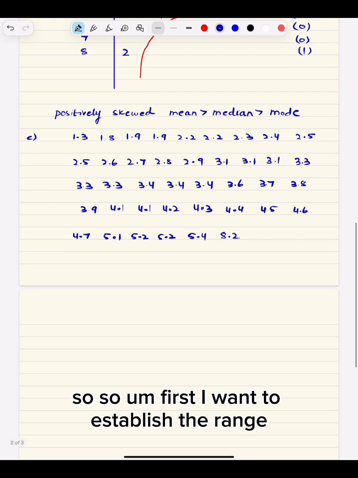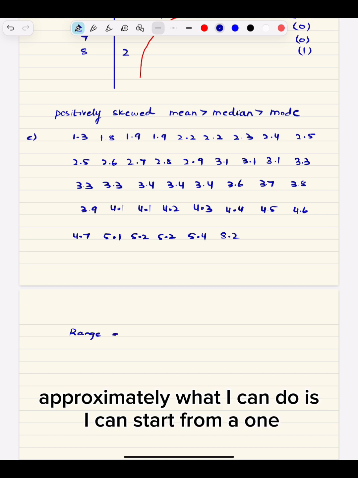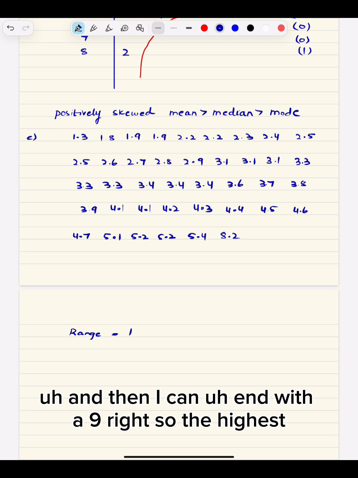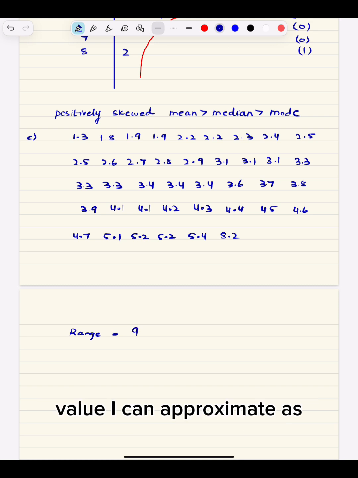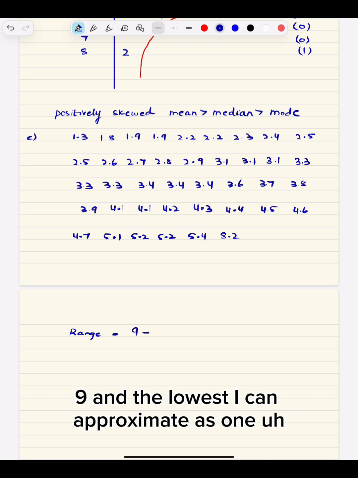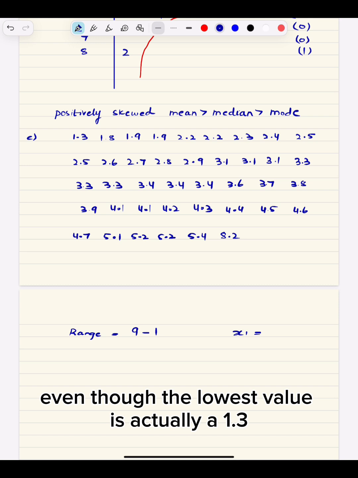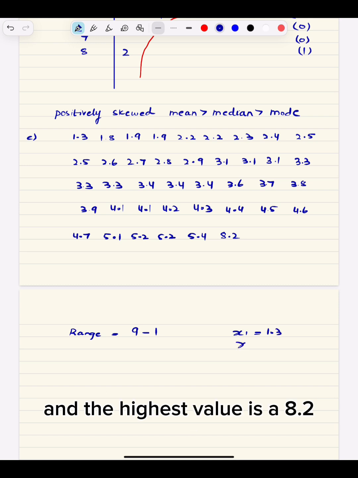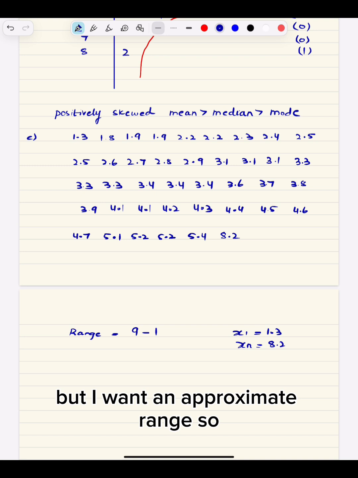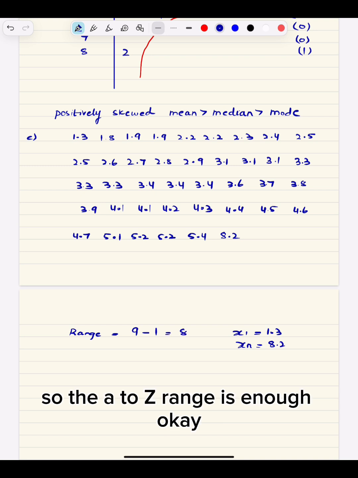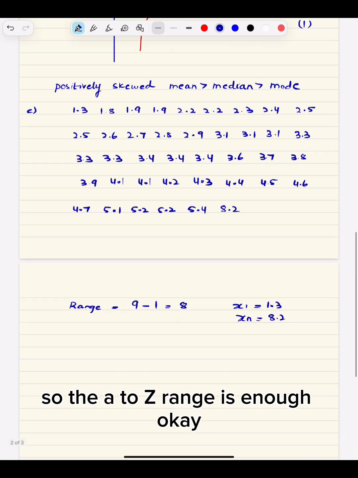First I want to establish the range approximately. What I can do is start from a 1 and end with a 9, right? So the highest value I can approximate as 9 and the lowest as 1. Even though the lowest value is actually 1.3 and the highest value is 8.2, I want an approximate range, so a range of 8 is enough.